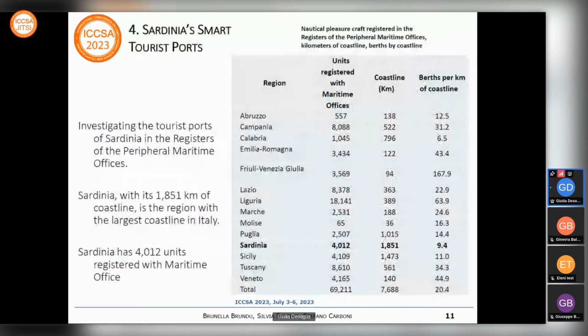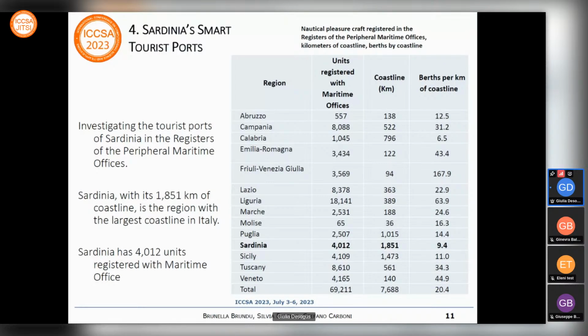Then, focusing on Sardinia smart touristic ports, by investigating touristic ports in the register of the peripheral maritime offices, it's possible to observe the data relating to pleasure craft in Italian regions. Here is shown the data relating to the units registered with maritime offices, the kilometers of coastline, and the berths per kilometer of Italian regions as of December 31st, 2021.